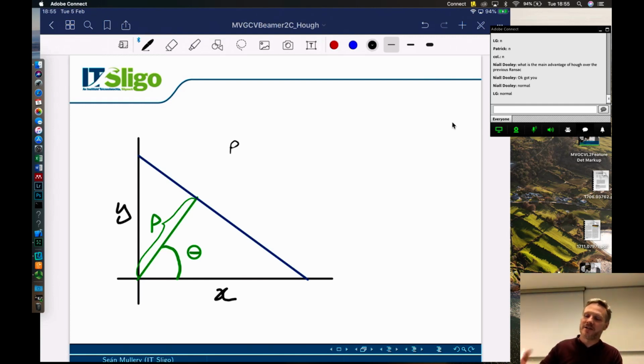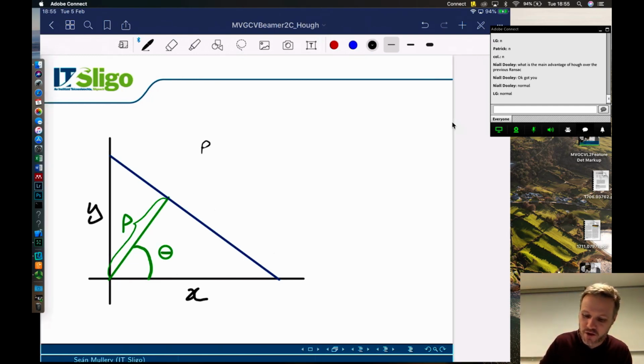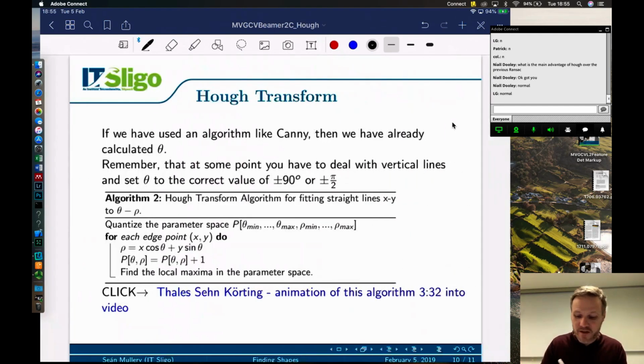That's the opposite of the problem that we had previously, where you had an m that was an infinite slope. We can't really deal with infinity, but we can deal with 0. So this is why this version of it is slightly easier. This is basically the same algorithm, except in the theta and rho space.